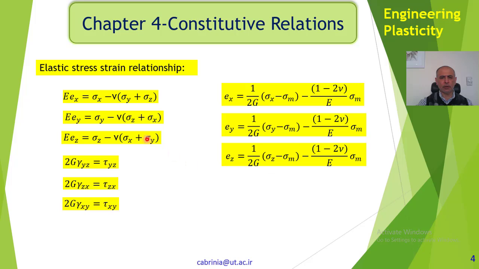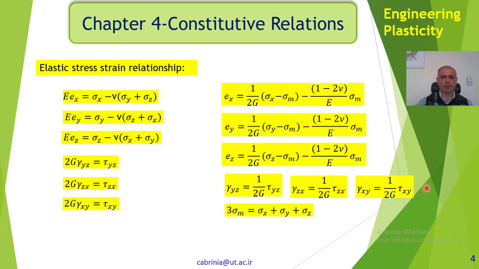So this is just a different way of writing this in terms of the deviatoric stresses, because we call sigma x minus sigma m the deviatoric stresses. Obviously, in the shear components, we have no change: gamma yz is equal to 1 over 2G, tau yz, etc. And that's what we mean by sigma m.